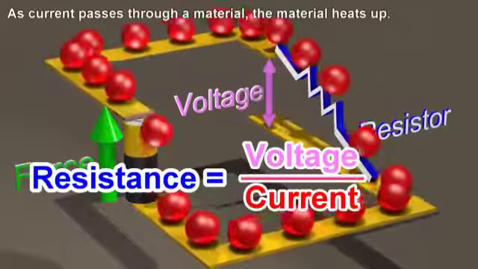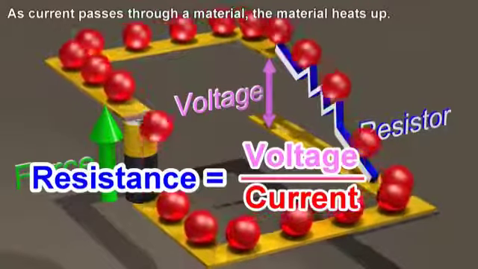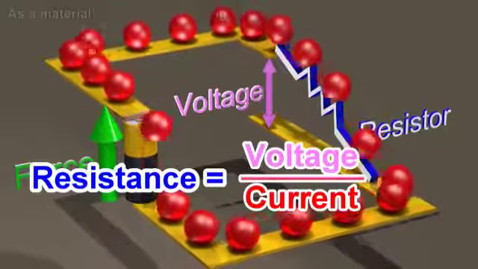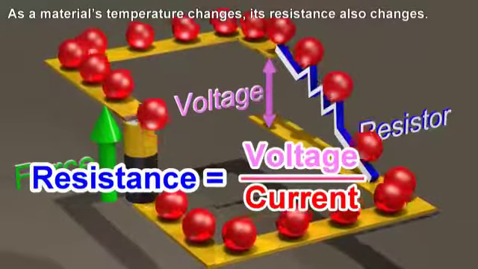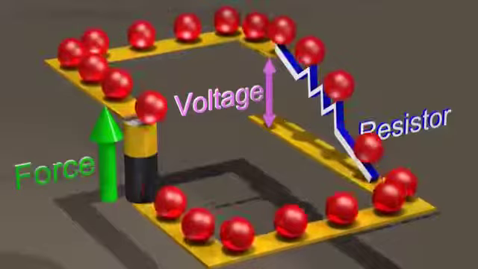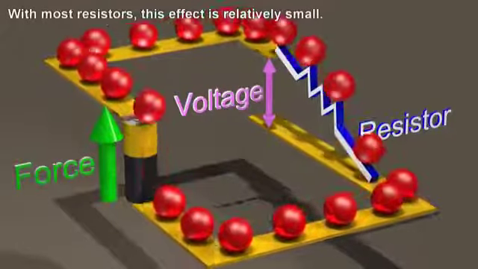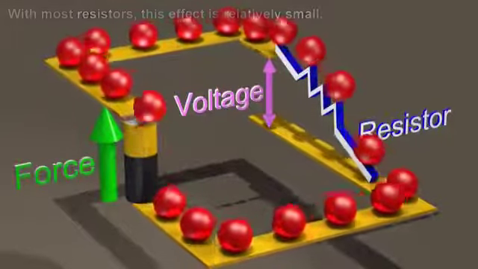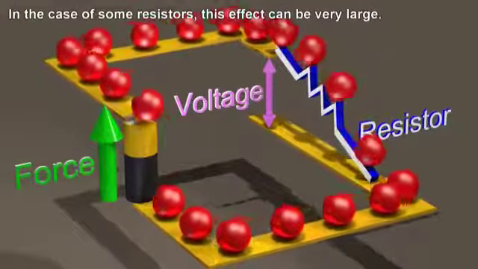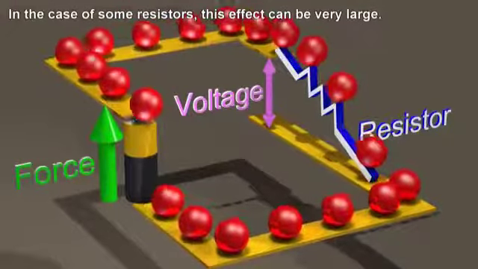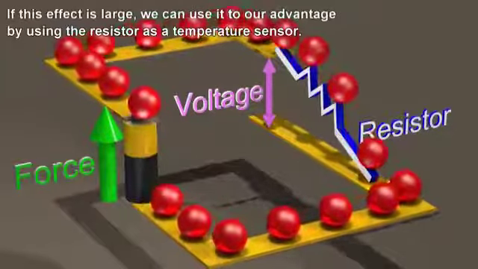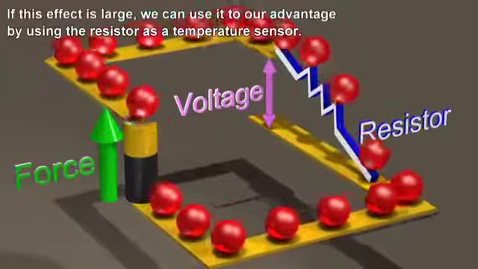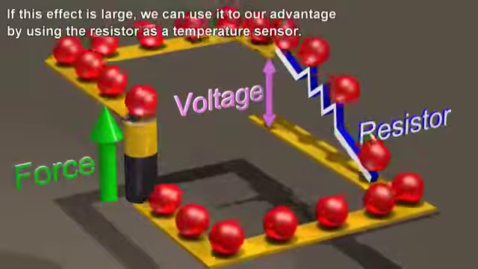As current passes through a material, the material heats up. As a material's temperature changes, its resistance also changes. With most resistors, this effect is relatively small. In the case of some resistors, this effect can be very large. If this effect is large, we can use it to our advantage by using the resistor as a temperature sensor.